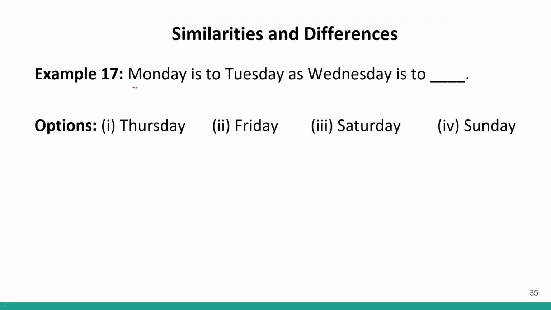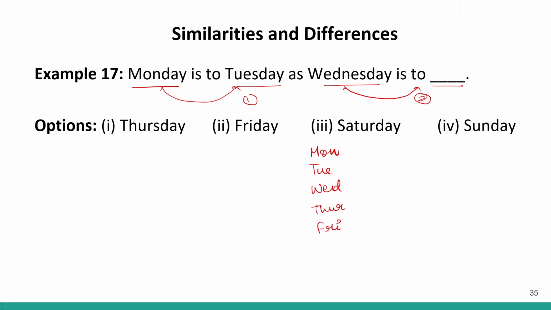Now, Monday is to Tuesday as Wednesday is to what? So this is the first pair and this is the second pair. If you look at the names of the days in the week, Monday, Tuesday, Wednesday, Thursday, Friday, Saturday, and then we get Sunday. So the logic is that Tuesday comes after Monday. Similarly, we have to find a day which comes after Wednesday. So after Wednesday, we have Thursday. So our answer will be option number 1, Thursday.